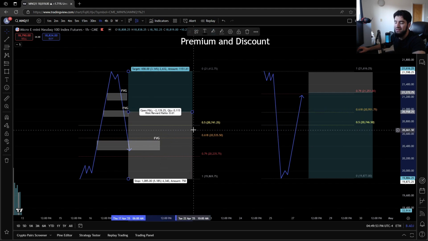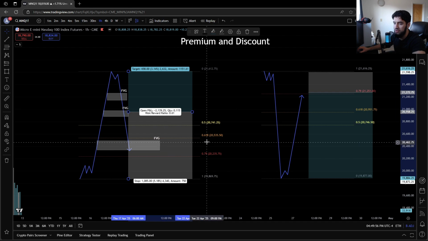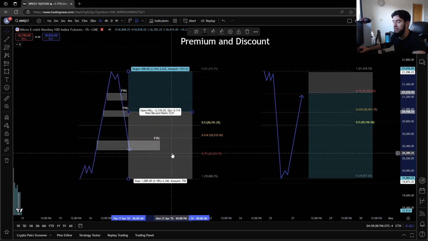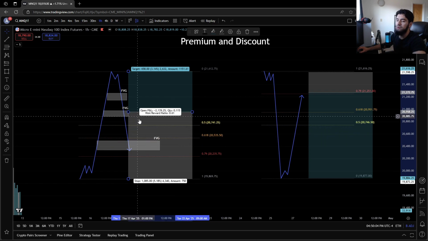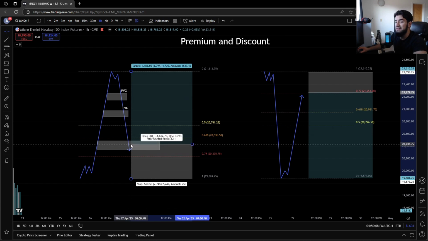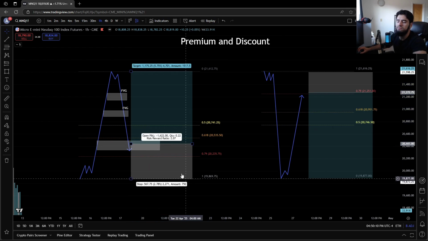Instead, you guys want to be looking at the equilibrium levels, right? And then you also see that there's a fair value gap below the equilibrium level that also aligns with these fib retracements, right? This 0.5, 0.618, right? So now we have these two things aligned together. Now you'd be wanting to look at this fair value gap, right, for potential entry.